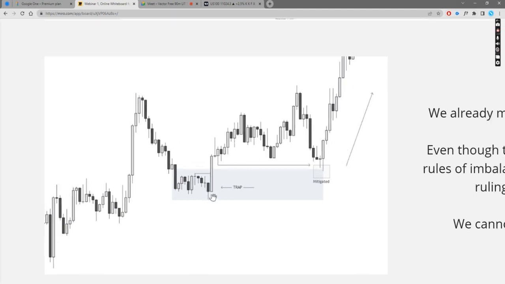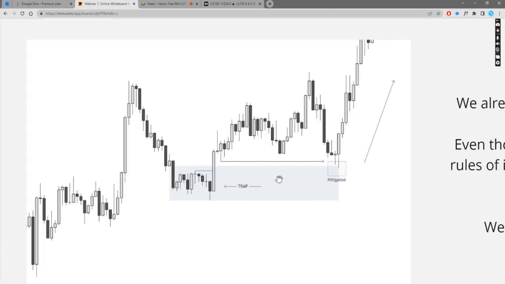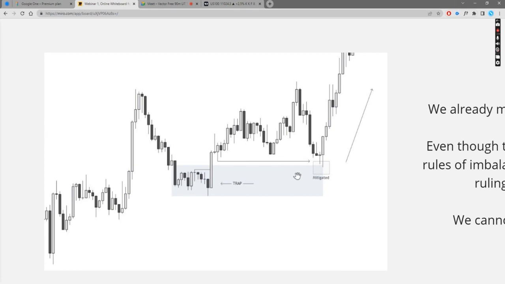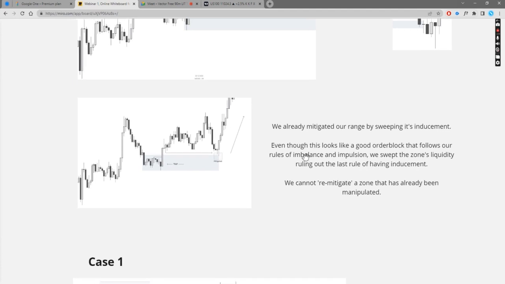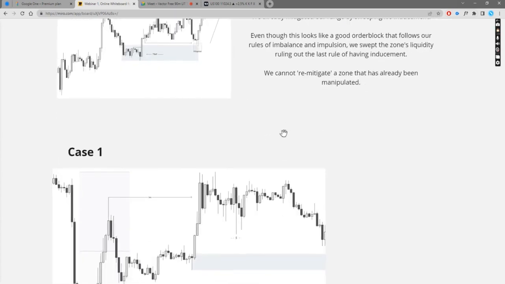So we know that this zone is now a trap, because even though it didn't tap into it, it tapped into its entire range, and it utilized those buy orders already. So it doesn't need to do it again, because we don't want to re-mitigate zones, okay? So, like it says here, even though this looks like a good order block that follows our rules of imbalance and impulsion, we swept the zone's liquidity, ruling out that last rule of having inducement. So yes, we have imbalance and impulsion, but we don't have inducement. So we cannot re-mitigate a zone that has already been manipulated, okay?